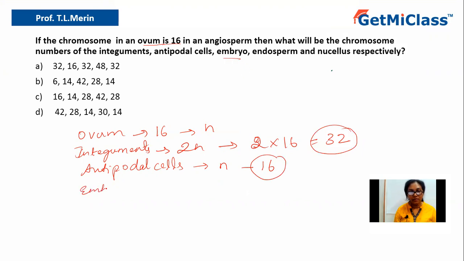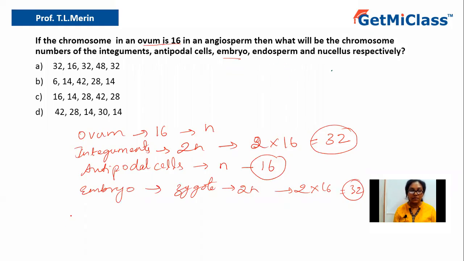The embryo is formed from the zygote by mitotic division, and the zygote, we know, is nothing but 2N. It is diploid. So 2N will be what? 2 into 16, again 32. So the zygote will be 32.